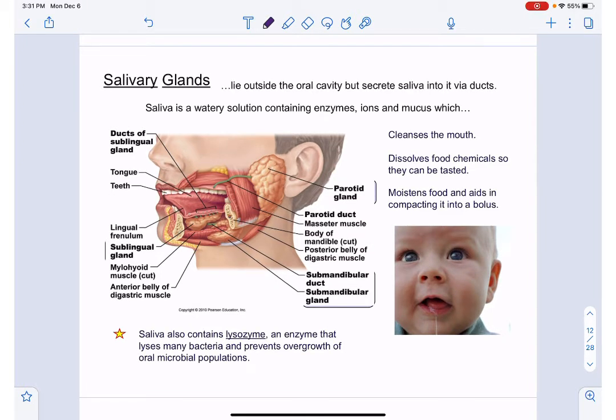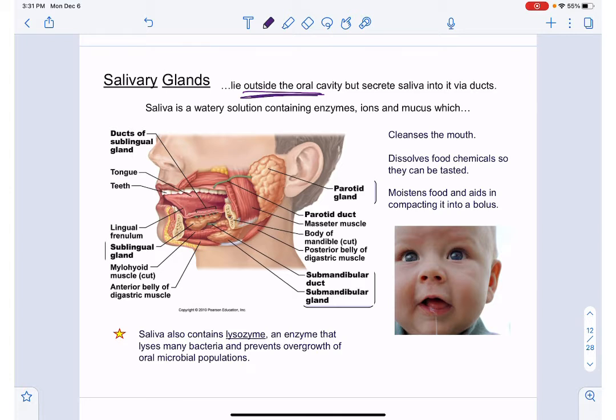Next, we move on to salivary glands. And salivary glands, like the teeth and the tongue, are an accessory organ, an accessory digestive organ. But they're a little bit different because the salivary glands are located outside of the oral cavity, and they're going to make and secrete a product into the oral cavity. So they lie outside of the alimentary canal, and then they make and secrete a product into the alimentary canal.